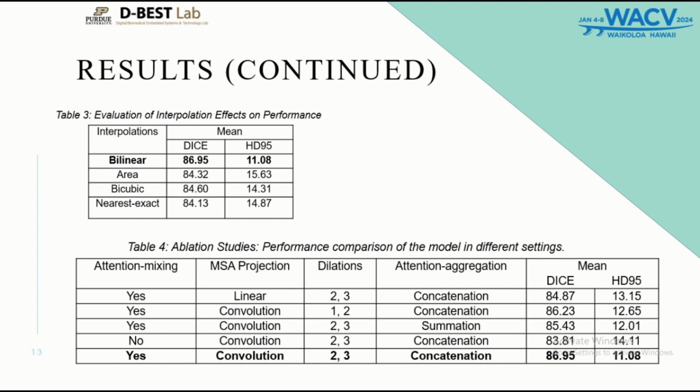We have also performed different experiments in order to find the optimal settings for the model, where we have tested the effect of attention mixing, multi-head self-attention computation technique, number of dilations, and attention aggregation. We have found that our model with attention mixing, multi-head self-attention with convolutional projection, dilated convolution with dilation 2-3, and attention aggregation with concatenation returns the highest mean dice score as well as the lowest mean Hausdorff distance.